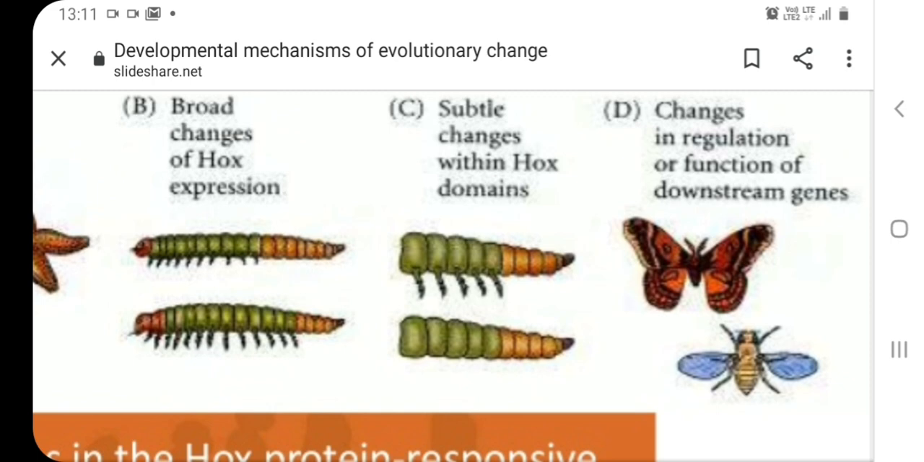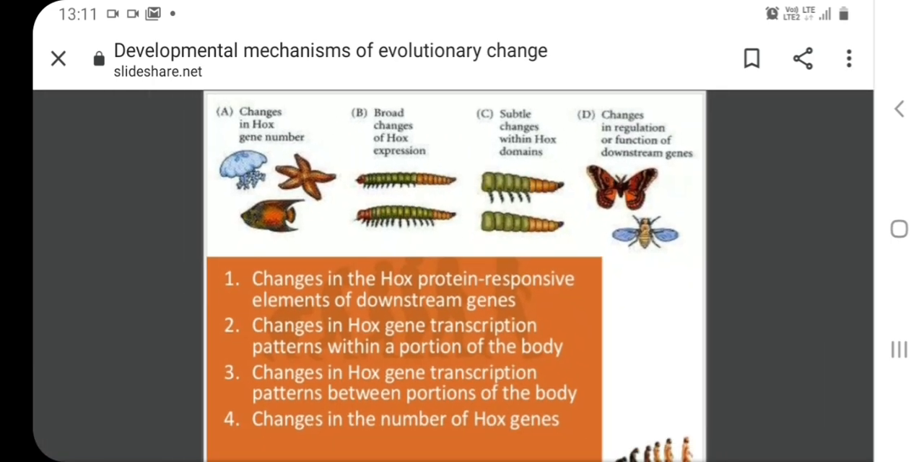In the fourth picture, you can see presence of 2 pairs of wings in the butterfly, that is order Lepidoptera, and presence of only 1 pair of wings and presence of haltere in the third thoracic segment as in dipterans. This is the example of Drosophila. The other one is butterfly.